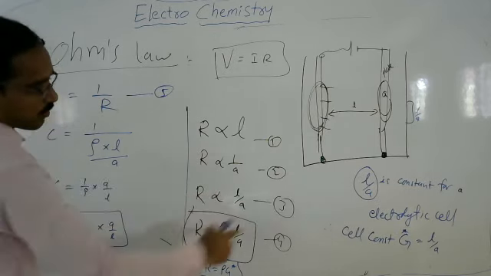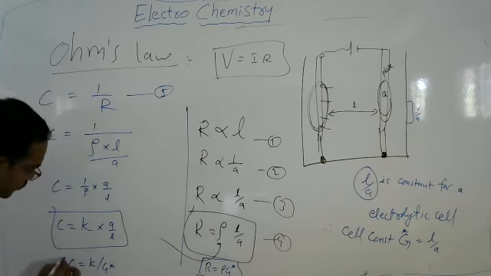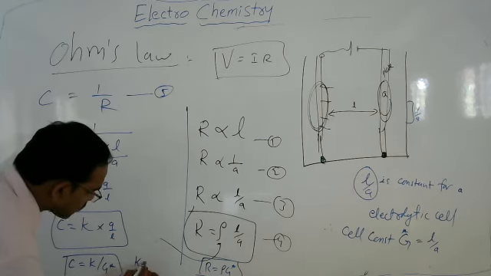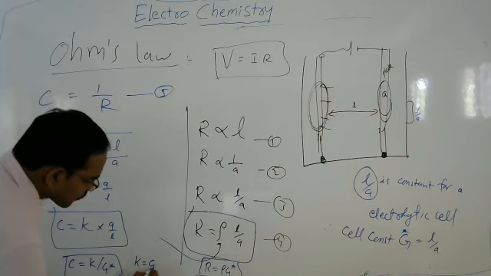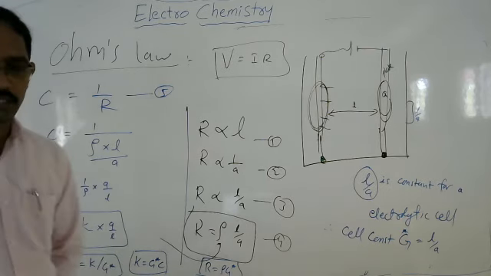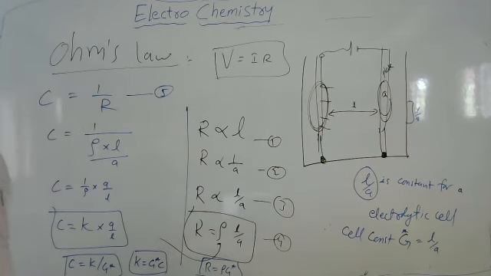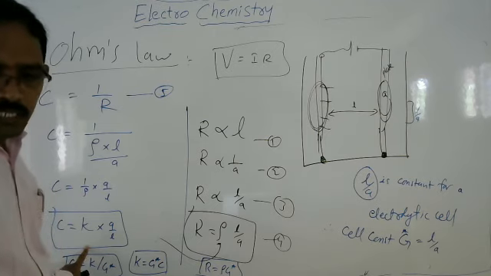L by A is G star, meaning 1 upon G star I can write. C equals k by G star. So the same formula I can write here: specific conductivity k equals C into G star. See, if I write like this, many formulas will come, but formulas are only a few. Okay? Understood everyone? This much clear?